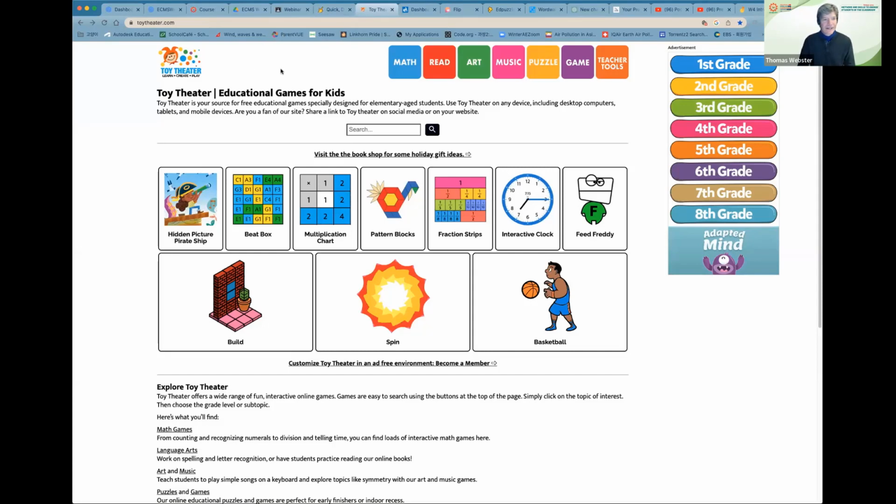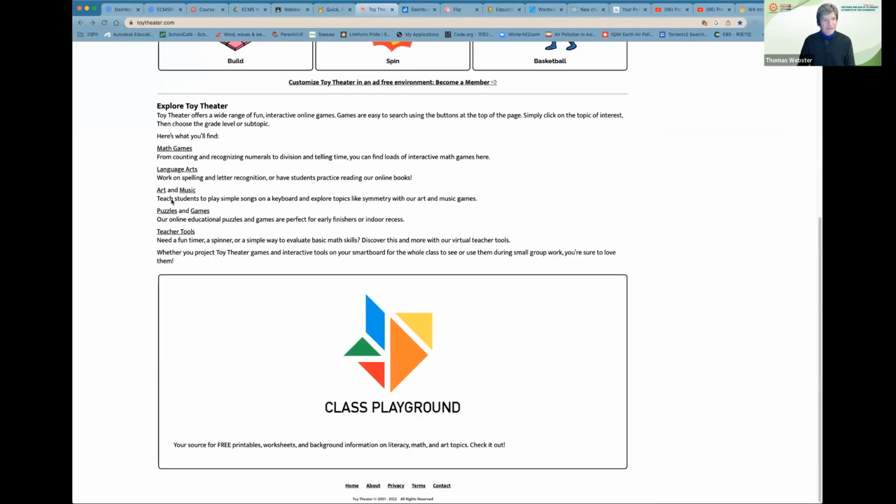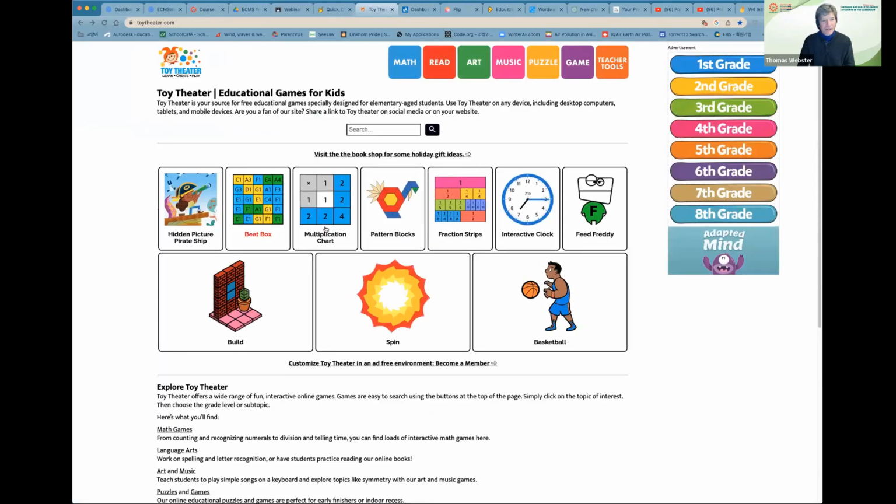Toy Theater. This one is so fun. It has so many different things. You can see that for us, language arts would be the thing, but it's got math here too. If you know any math teachers, you can give them this, but it's got puzzles and games and teacher tools. You can click around until you find fun stuff.